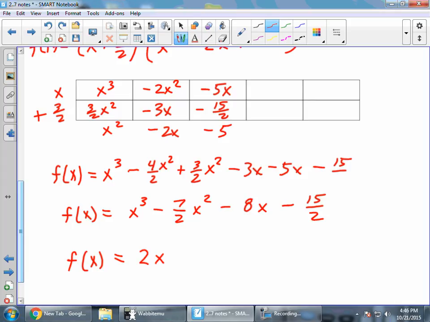So we have 2x cubed minus 7x squared minus 16x minus 15.